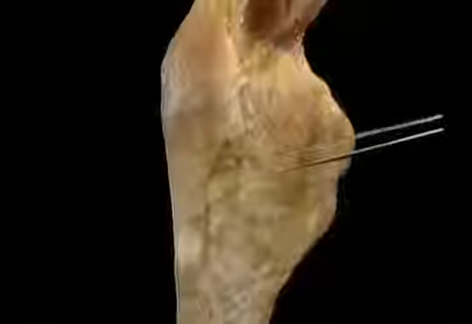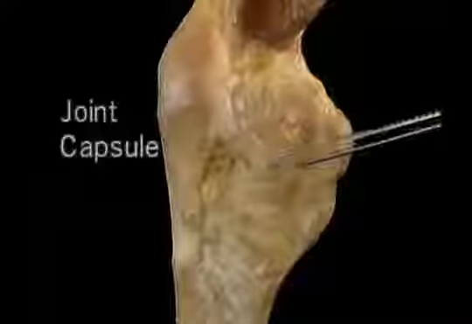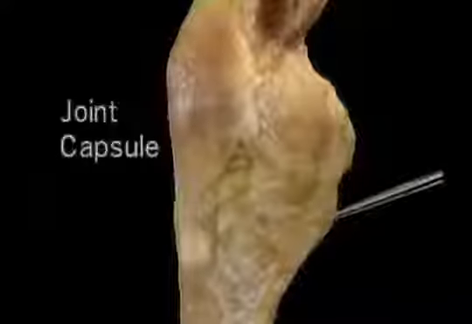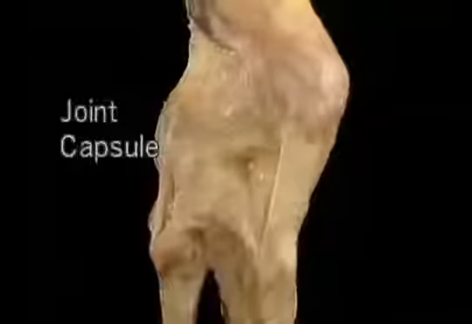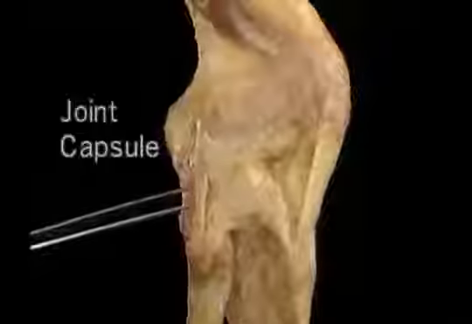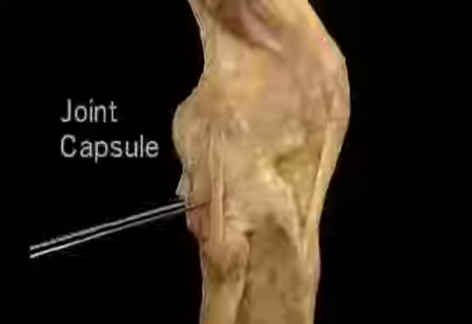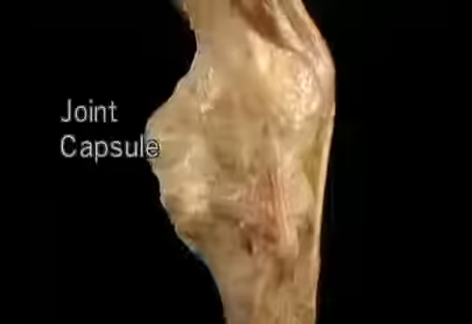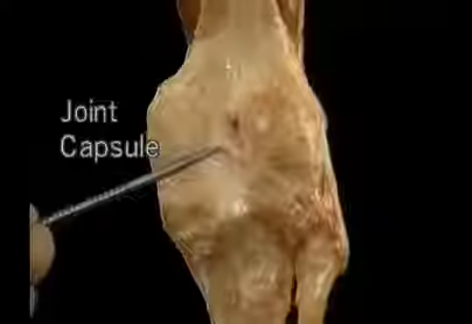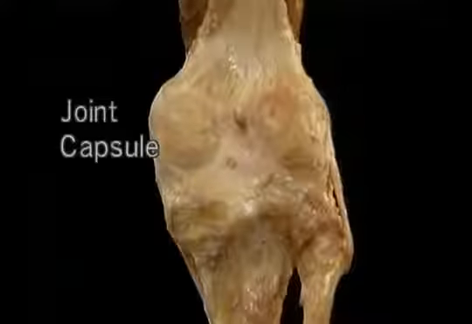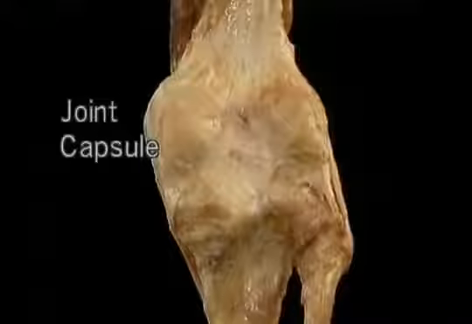On the medial side, the thin capsule is continuous with the tibial collateral ligament, but on the lateral side, the capsule is separated from the fibular collateral ligament. On the back of the joint, the capsule is thick and strong. The thickened posterior capsule prevents hyperextension of the knee joint.